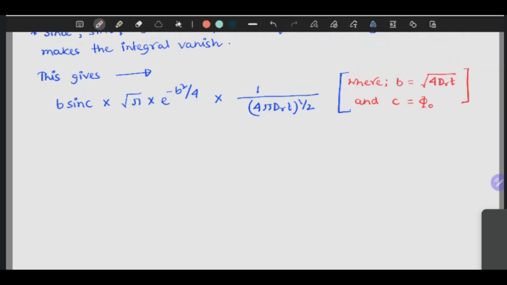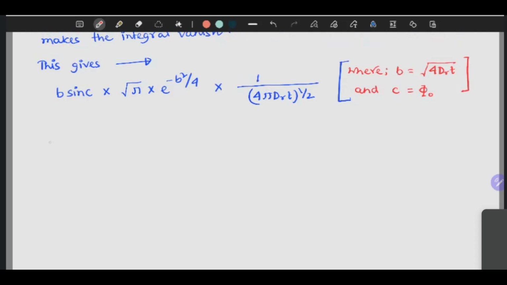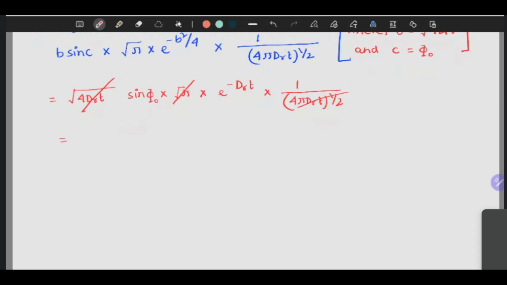So now using this, c is phi naught, you will get then b is root over of 4 drt sine phi naught into root pi into e to the power minus drt into 1 by 4 pi drt to the power half. So this cancels out and it remains sine phi naught into e to the power minus drt. So only thing that comes out to be this thing.